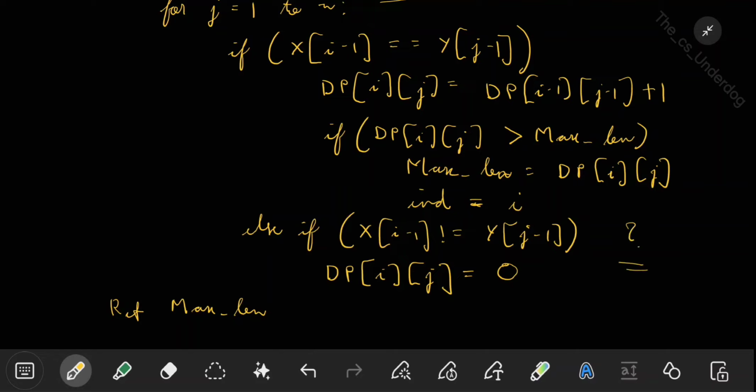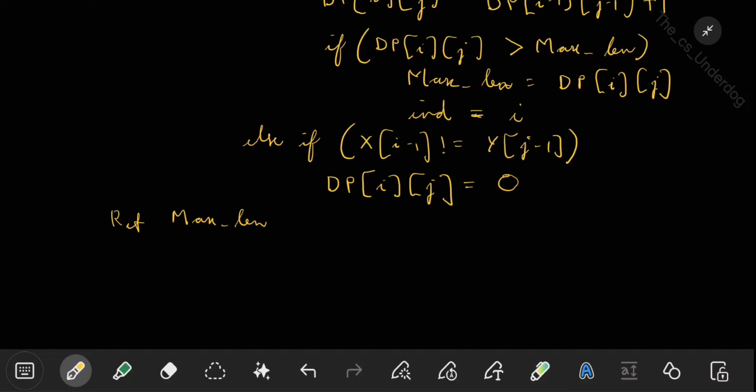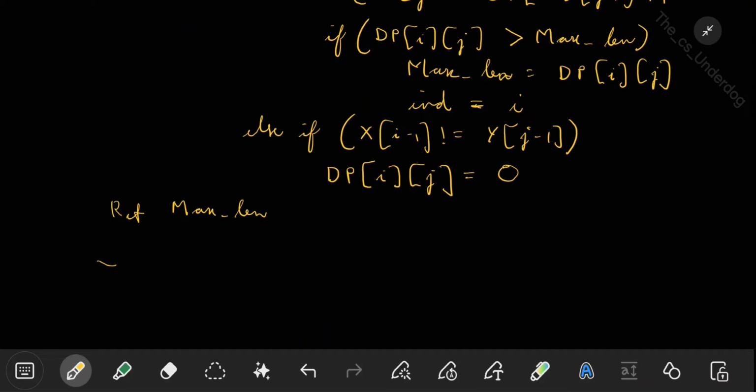If they are not equal, your entry is directly 0. The length of longest common substring possible is 0 because substrings have to be contiguous. This is the logic. What is the time and space complexity here? You have to just think that in order to complete this algorithm, you have to fill each and every entry in the table. The table is of size m plus 1 cross n plus 1. So time complexity is order of m into n because mn entries are there in the table.